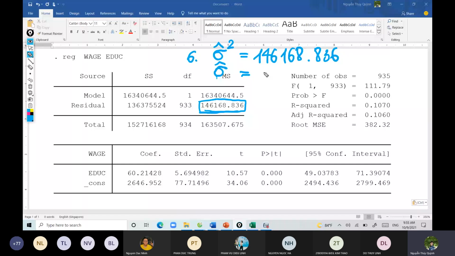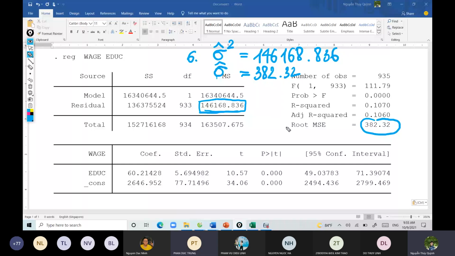You can see it right here in this table. Where is it? It is the root MSE, right? It's the root MSE here, 382.32. That is the standard error of the residuals, and it is used as the estimated value of the standard deviation of the disturbances UI. Okay, all right, that is question 6. And what about question 7?